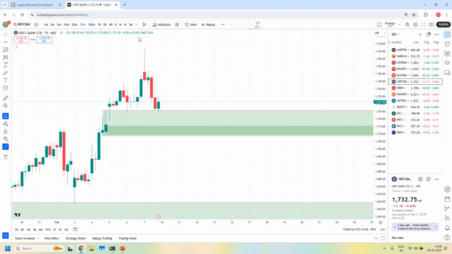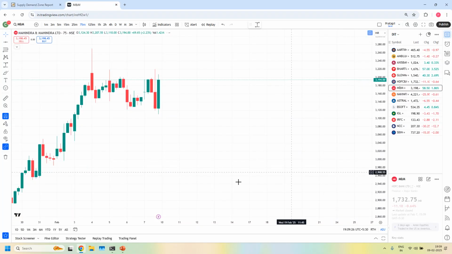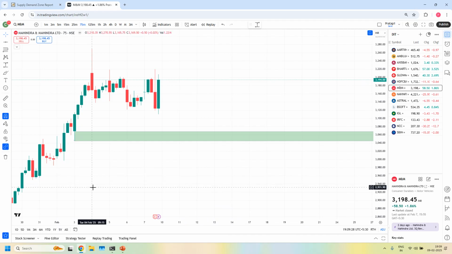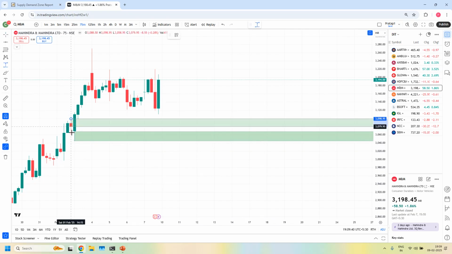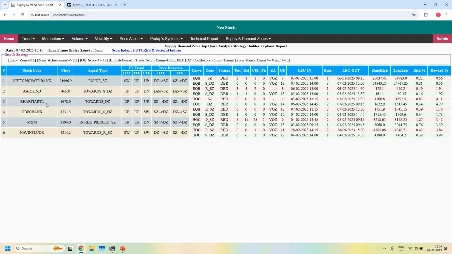M&M, Mahindra and Mahindra. Where is M&M? See here we have a rally candle, 2 base candles, again a rally candle and a leg out of this. Here it is overlapped. Now you draw the zone. See, we have a rally, 2 base candles, rally. It is a 75 minute zone. Inside 75 you have a 15 minute zone. That's why this order flow could be very strong. Okay, M&M.